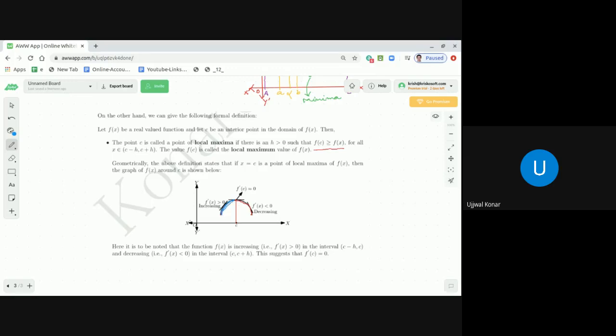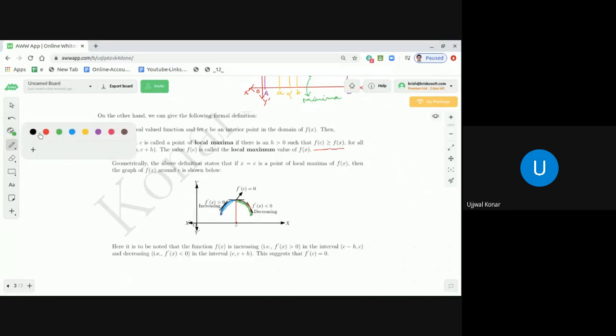Dear students, if you remember monotonicity, we discussed it in one of our previous sessions. If f dash x is greater than 0, that means the function is increasing. And on the right side of C, if I draw it in the green color, in this portion of the graph, here what we see is that f dash x is less than 0. That means the function is decreasing. I would like to explain this in a little more detail here.